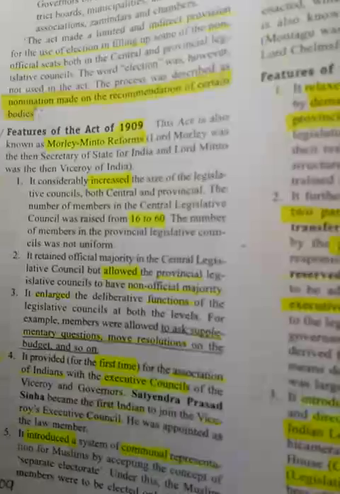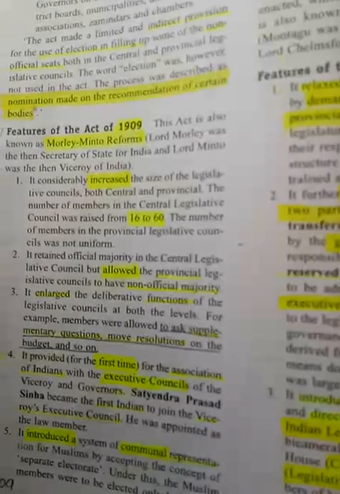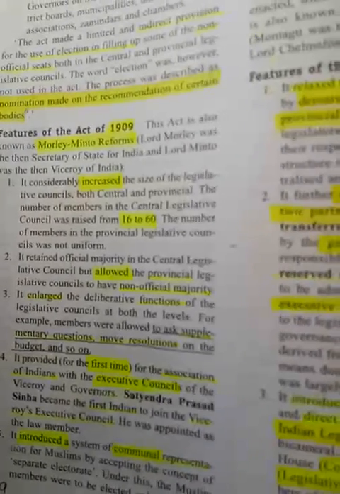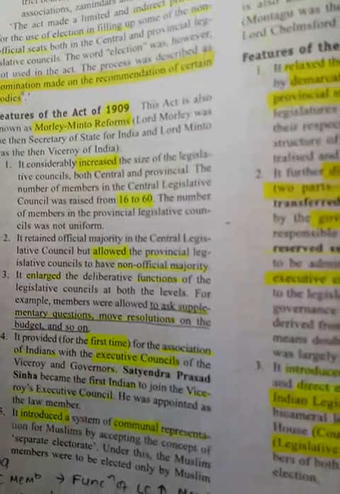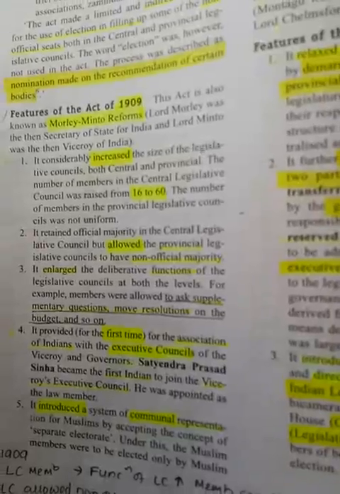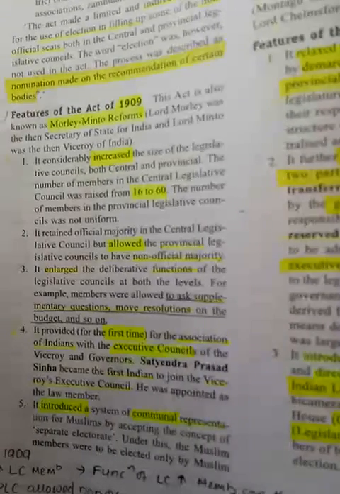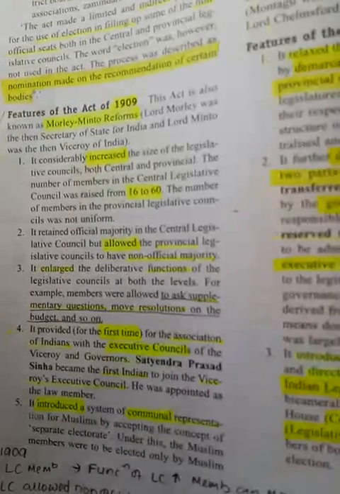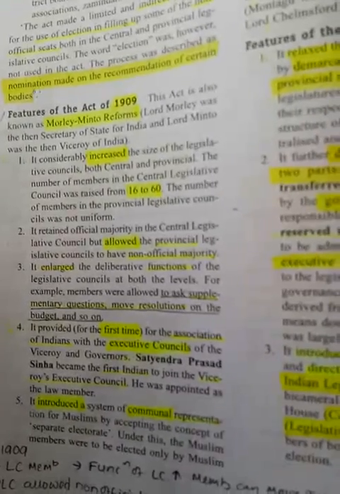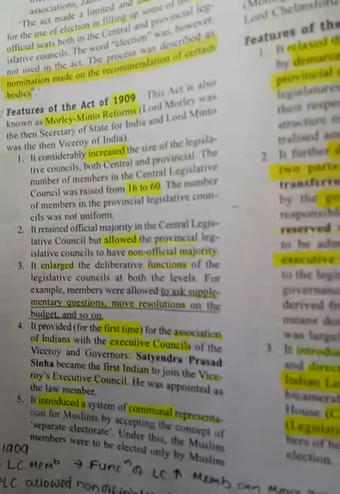Third thing, it enlarged the deliberative function of the Legislative Council at both the levels. For example, members were allowed to ask the supplementary questions, move resolutions on the budget and so on. Fourth thing, it provided for the first time for the association of Indian with the Executive Council of the Viceroy and Government. Satyendra Prasad Sinha became the first Indian to join the Viceroy Executive Council, and he was appointed as a law minister.